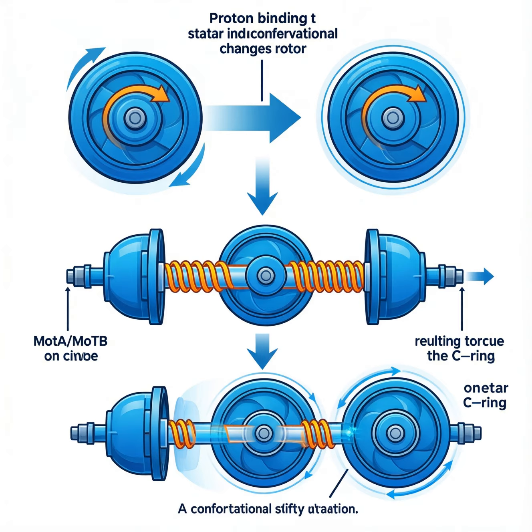As the ring turns, the stator remains stationary, repeatedly cycling proton binding and release to sustain continuous motion. Each proton cycle generates a small torque increment. Cumulative increments produce smooth, high-speed rotation.